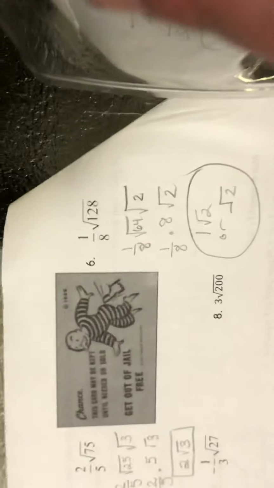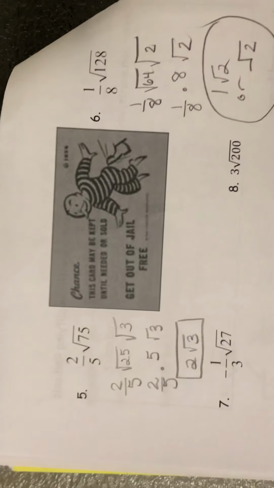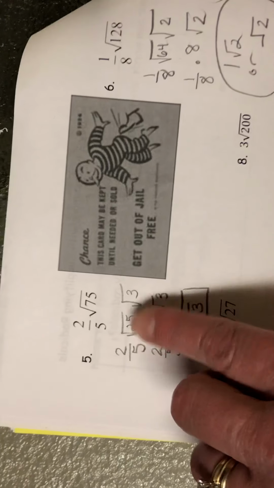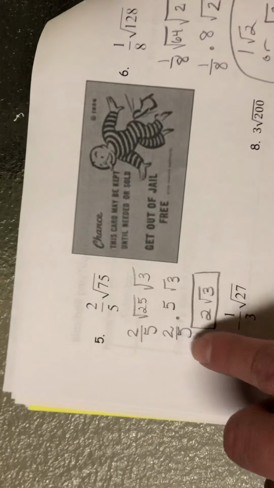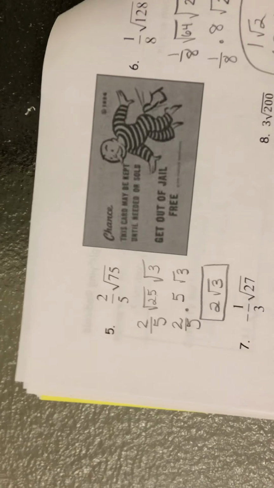Alrighty, here's another good example, number 5. Number 5, 2/5 times the square root of 75. Well, again, I think of 75 cents when I see 75. 3/4 of a dollar makes 75 cents, so 25 and 3 are the factors. Now, the square root of 25 is 5, but remember, once again, the 5s cancel, and all you have left outside is 2, square root of 3.